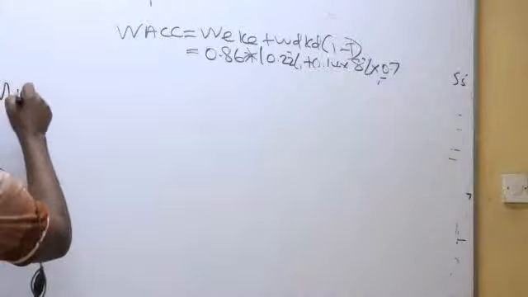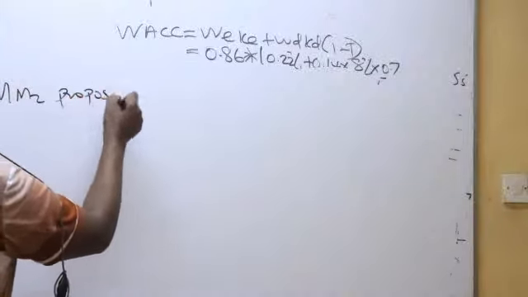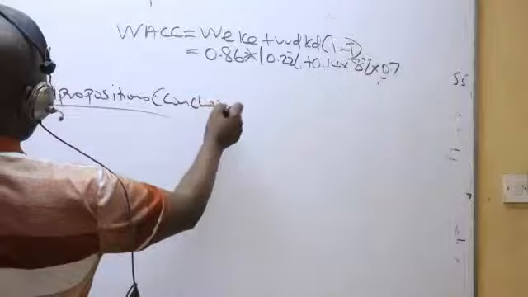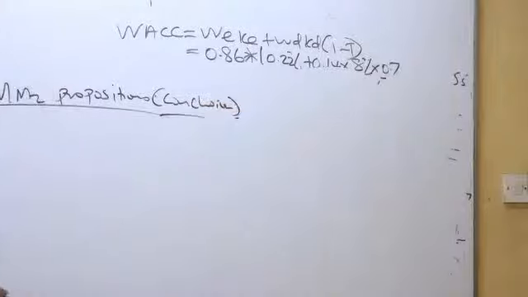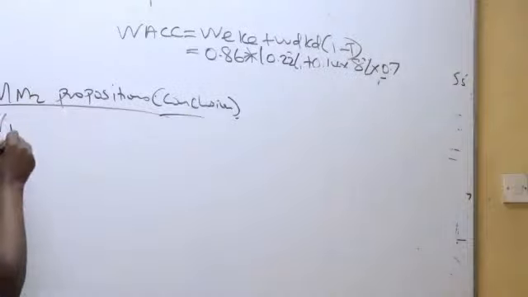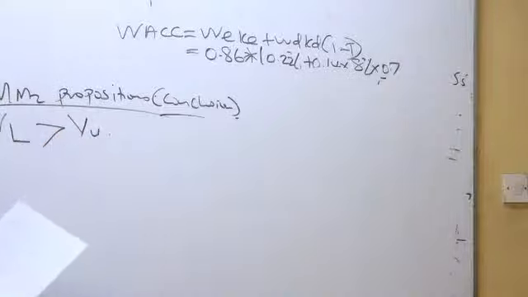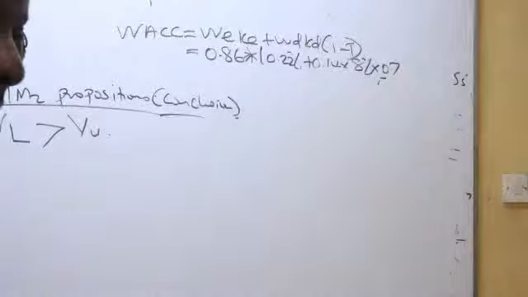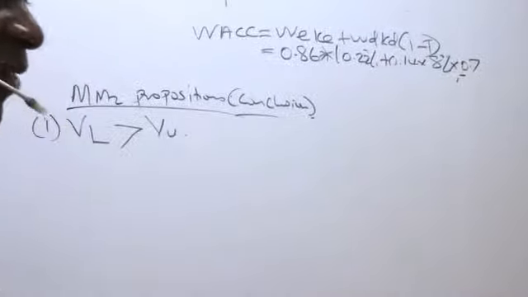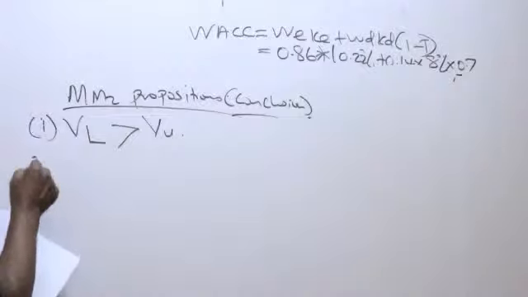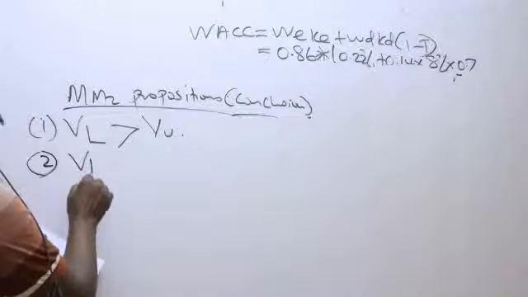Now there are things that I would want you to go to your exam knowing. This proposition of MM2, very important. The conclusions here, with tax, were number 1, that the value of a levered firm is always more than the value of an unlevered firm. Very, very important conclusion.